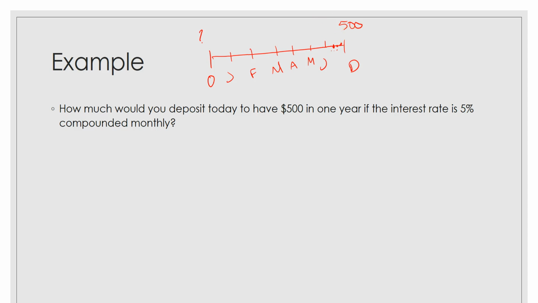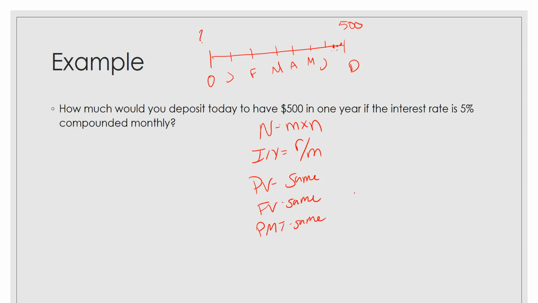So for that, we need to set up our problem. We know that N is M times N. IY is our rate divided by our compounding frequency. Present value is the same. Future value is the same as before. And our payment is the same.